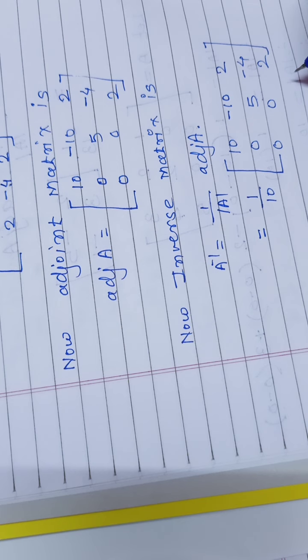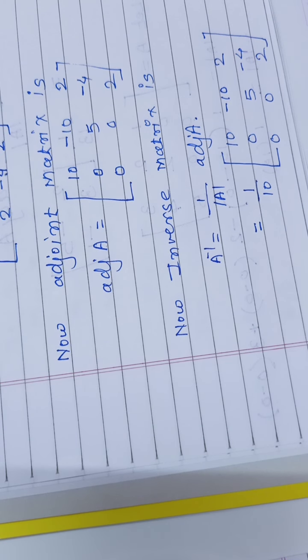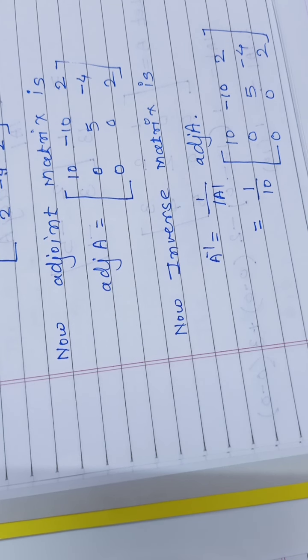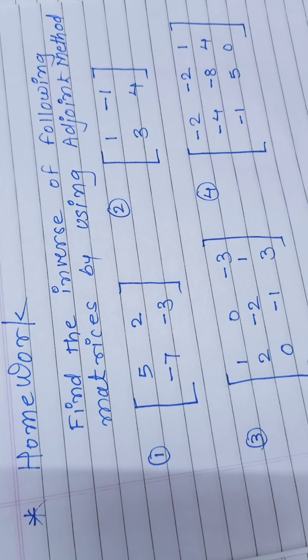Okay, so just I am giving you one homework. So I think you are getting how to find out the inverse by adjoint method. So please try to solve the sums. Okay, and homework is, so just I am giving you 4 sums, 2 of the order of 2 by 2 and 2 sums of the order of 3 by 3. Okay, so please solve the sums as an assignment and submit.